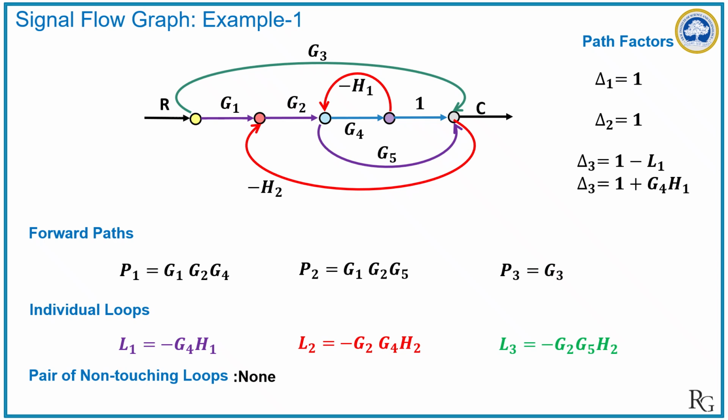So how can we check this simply? We just see what the nodes are in a particular forward path, and we look at each individual loop. If any loop does not have any common node with that forward path, then we can say this particular loop is non-touching to that forward path.